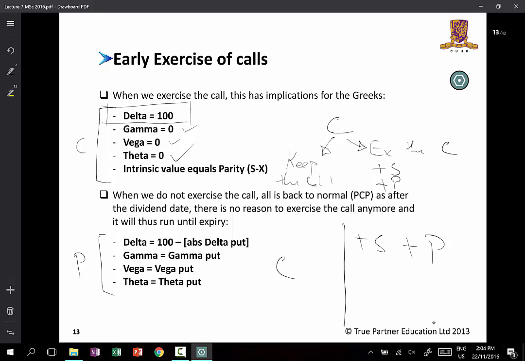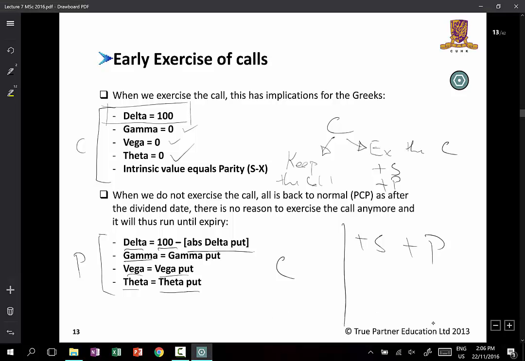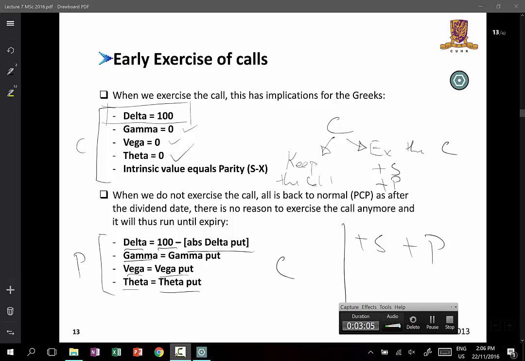So of course your delta is 100. But here, if instead you are long a put, then your gamma becomes the gamma of the put, your vega is the vega of the put, theta is the theta of the put, and the delta, of course, is just 100 minus the absolute value of whatever the delta of the put is.